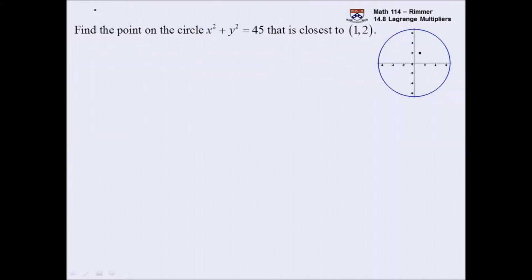Now, close as possible, I need to set up a function that measures distance. So if I want to be as close as possible, I want to minimize distance. And so I get a generic point that is on this circle. So I go grab a point on this circle, generically call it x and y, and I represent its distance to our given point, which is 1, 2.